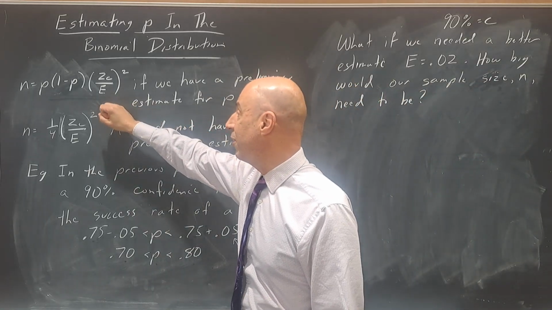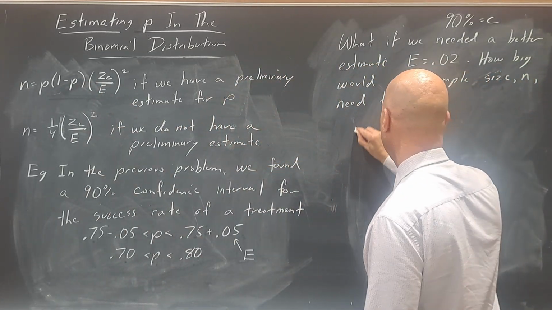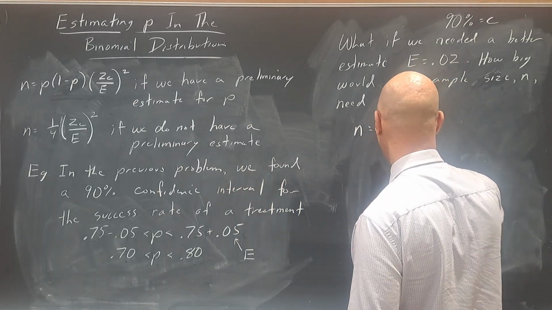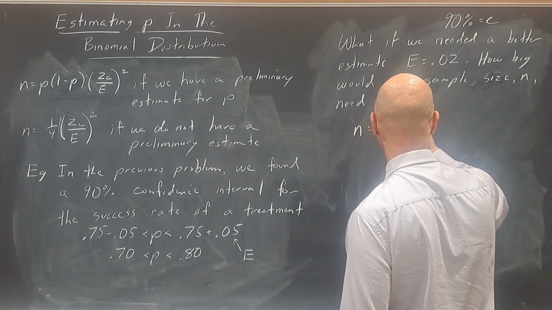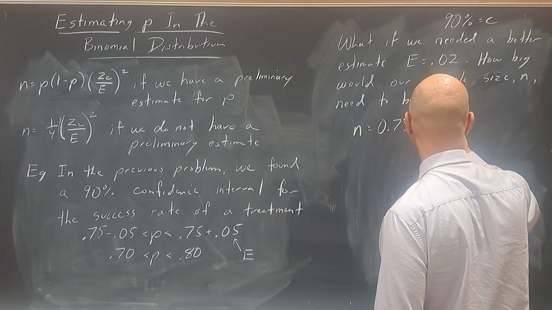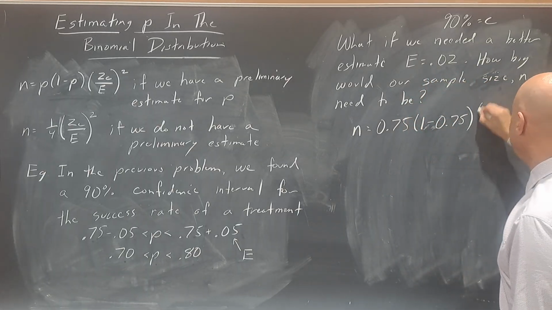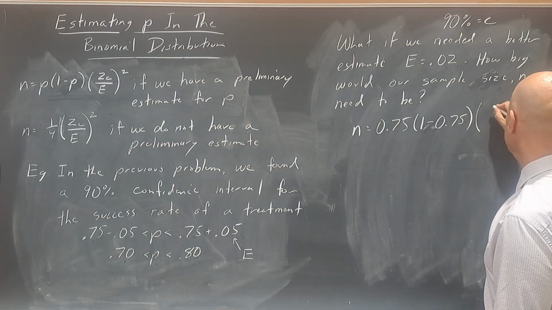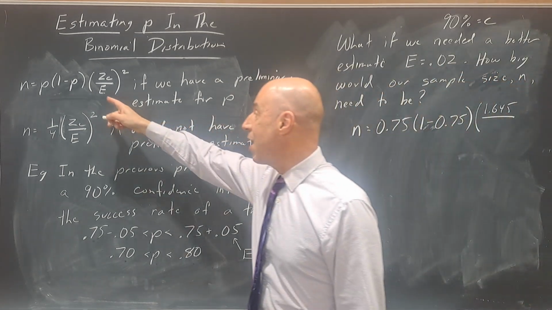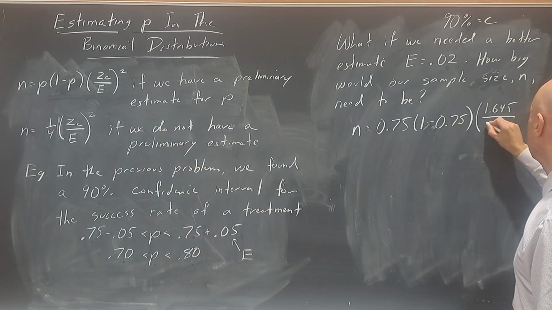We already have a preliminary estimate, so we're going to be using this formula. And we're basically all set to go. N equals our initial guess, which is 0.75. This is our preliminary estimate. And then we want 1 minus 0.75. And then we multiply by ZC. For 90%, ZC is still 1.645, all over the error that we are hoping for. So the error that we're hoping for in this problem is 0.02.